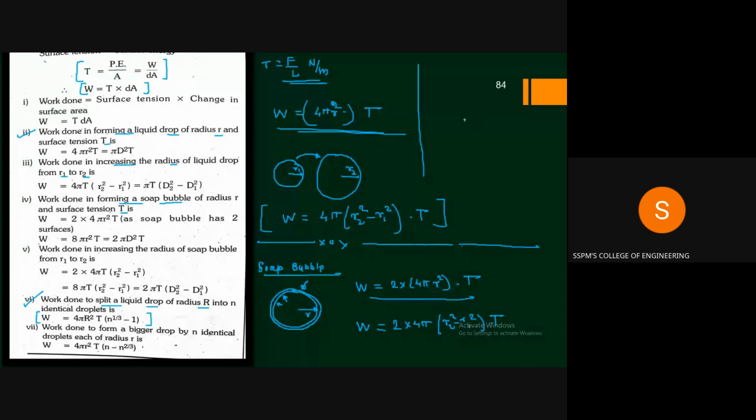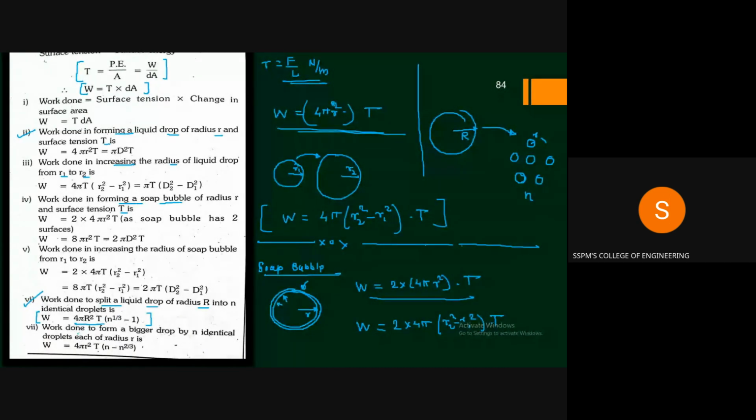Its meaning is, if you have one bigger drop, it has a radius capital R, and this bigger drop forms a number of smaller droplets like this. Suppose the droplets are n in number and all the droplets are equal in size, so all have the same smaller radius. So the work done in forming n number of droplets can be given by this equation.